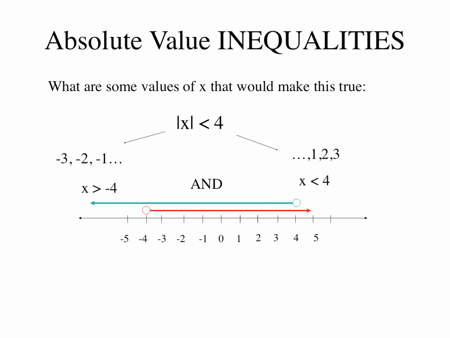X has to be greater than -4 and at the same time smaller than 4. Only those numbers between -4 and +4 will make the inequality true. Anything bigger than 4 is going to be too big. Anything smaller than -4 won't work either. So in this case, we join the two statements with an and. The solution to the inequality, the absolute value of x is less than 4, is x is greater than -4 and at the same time x is less than 4.